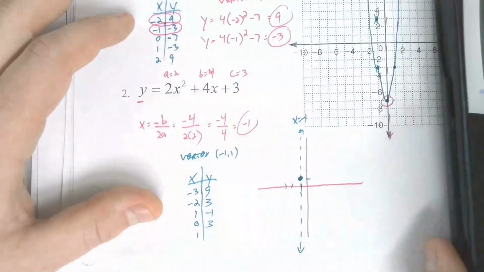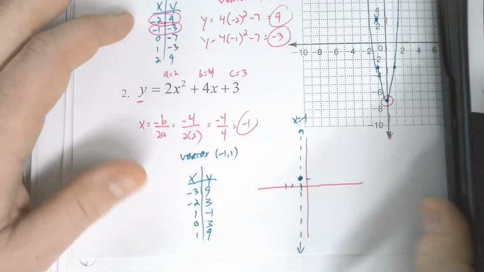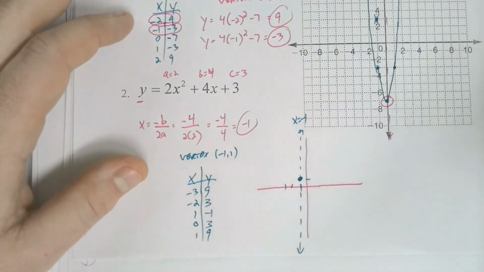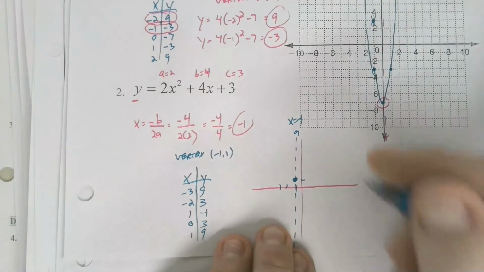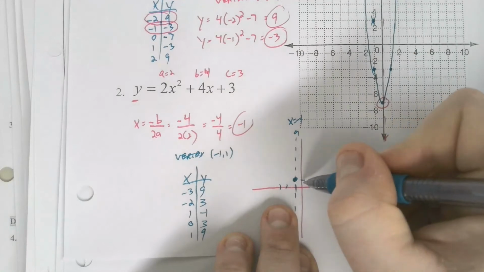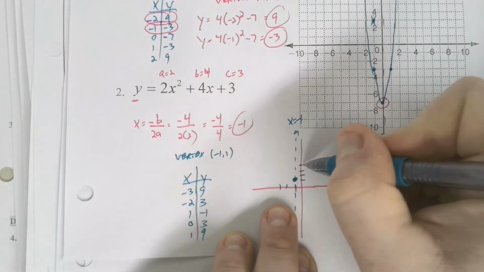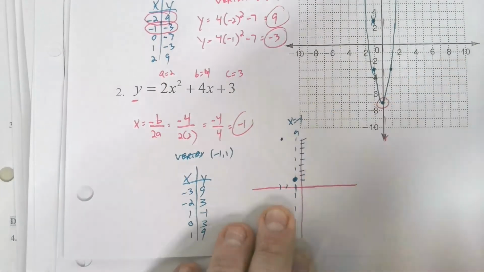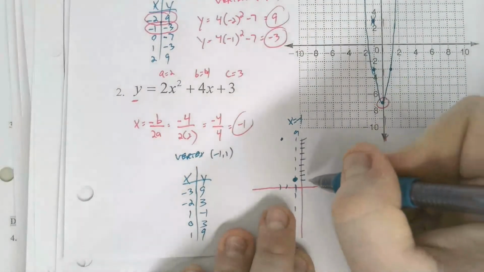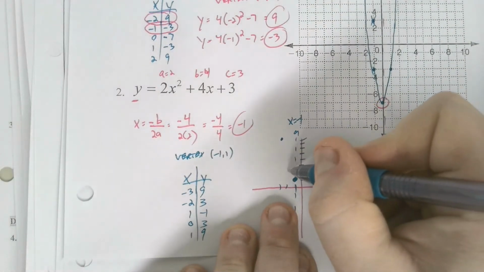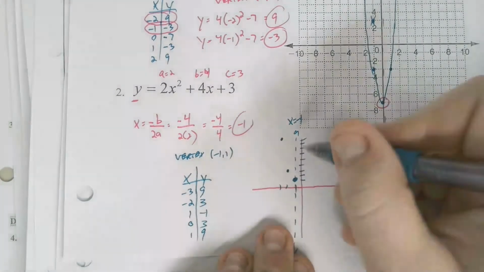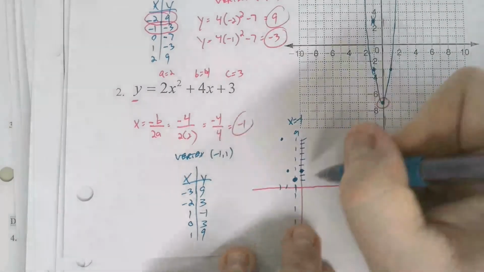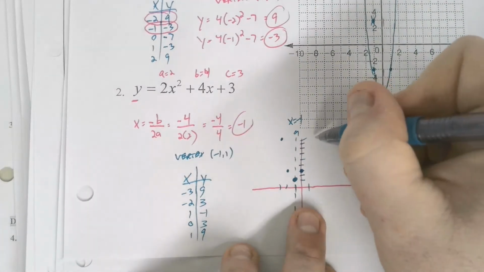And then for 1, what am I getting? 9. Yeah. I really want you to appreciate that the calculator is doing a lot of the arithmetic for you. It's just a matter of modeling it. So here we go. -3, up 9. My first point's up here in the corner. -2, up 3. That's right there. 0, up 3. That's right there. And 1, up 9. That would be right there.